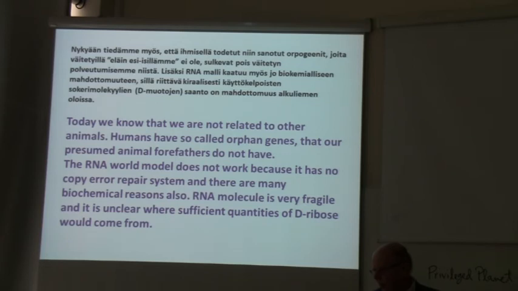Today we know that we are not related to other animals. Humans have the orphan genes, about 20% of genes, that our presumed animal forefathers do not have. And the RNA world model does not work because it has no copy error repair system. I want to underline this. And there are also, of course, many biochemical reasons.